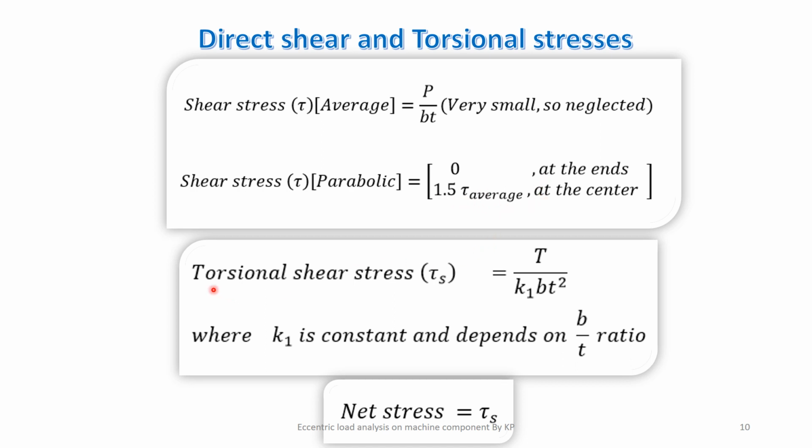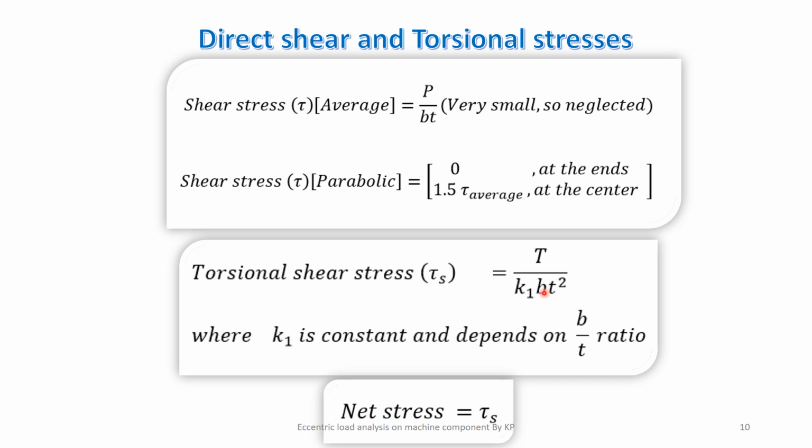Now if we see the torsional shear stress of the rectangular cross section because of this twisting action, the torque T should be equal to P into A. So this torsion value is P into A. K1 is a constant which depends upon the ratio B by T, where B is the width and T is the thickness of the cross section. So this is the maximum value of the stress. This maximum value is T divided by K1 B T square, and we see in the previous diagram that this maximum stress occurs at the mid of the longer side.